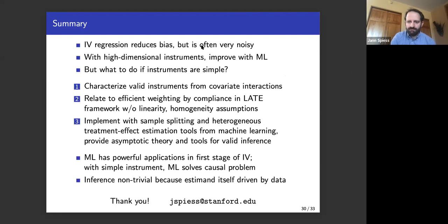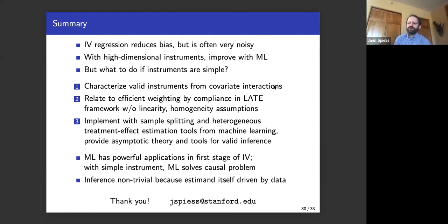I think we have a question. Emma? Yes. Thank you, Jann. So we have a question that was flagged by Stephen. The question says, what happens if X is related to Z? For example, if X is a cause of Z, is there still a way to apply this method?